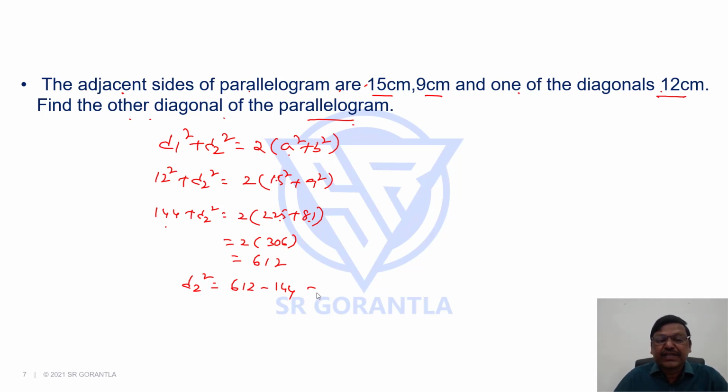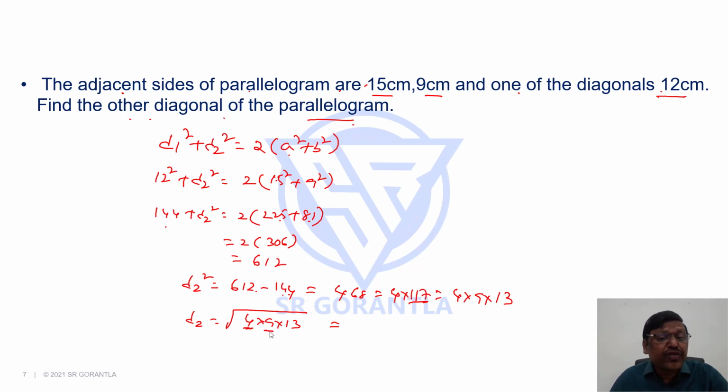If you simplify this, it is 468. We can write this as 4 into 117. This 117 we can write as 9 into 13. So we can write it as 4 into 9 into 13. Now, d2 equals the square root of 4 into 9 into 13. So the square root of 4 is 2. The square root of 9 is 3. 2 times 3, 6 root 13. So the other diagonal is 6 root 13 centimeters.